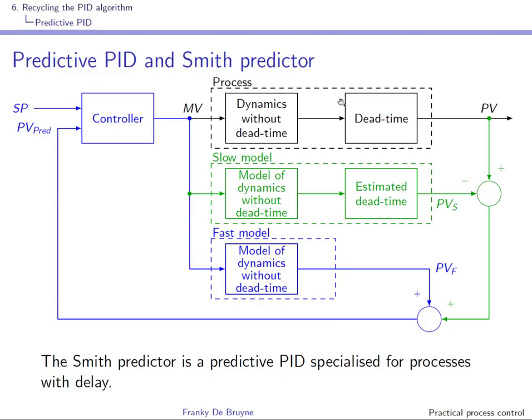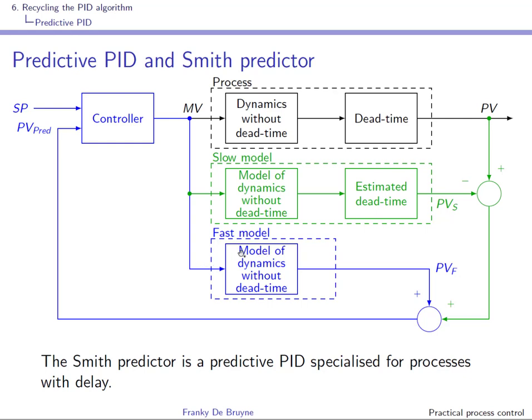If the slowness in the process comes from a dead time, you can draw the predictive PID like so. The slow model is the overall model of the process, so the model of the dynamics without dead time followed by the actual dead time, and the fast model is simply the model of the dynamics without the dead time, right? So this is then a predictive PID controller, but as you can see, we're using this model of the dynamics without dead time 2 times.